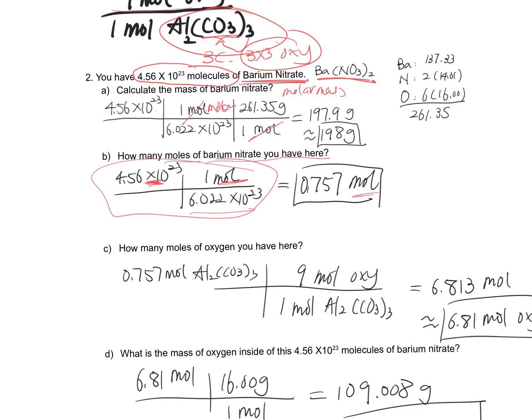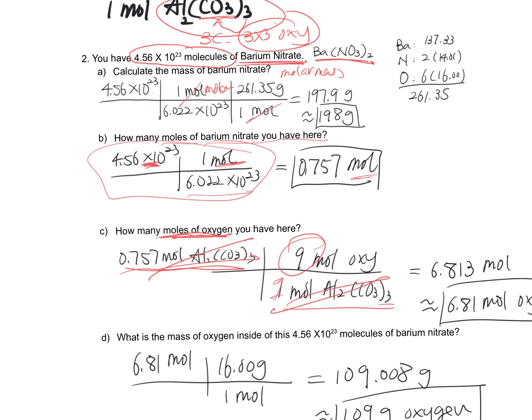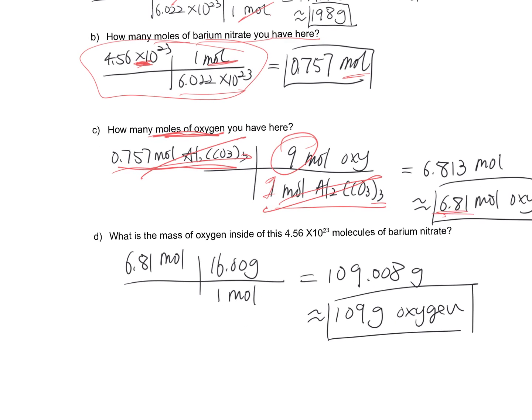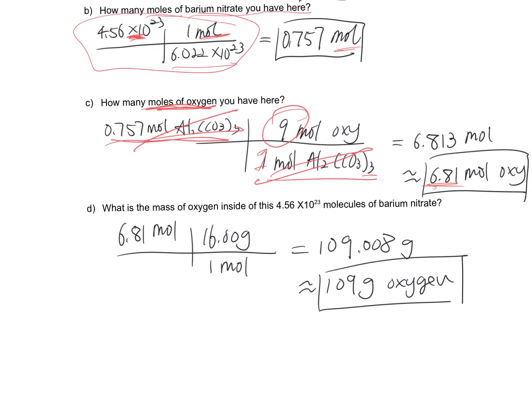Then it asks how many moles of oxygen. You know you have this many moles of the compound, so you need to use the mole ratio. You copy down the moles of the compound down here. For 1 mole of this, we know that we have 9 moles of oxygen. And then you give the right number of sig figs. Then it's asking what's the mass of oxygen. If you know you have this many moles of oxygen, for 1 mole you have this many grams of oxygen, so you get that many grams of oxygen. Thank you.